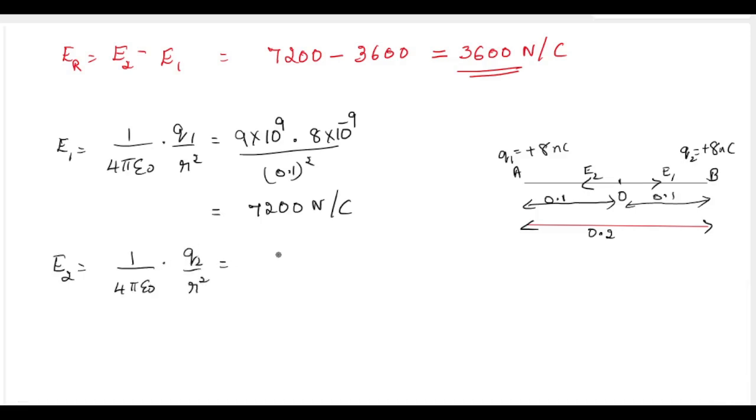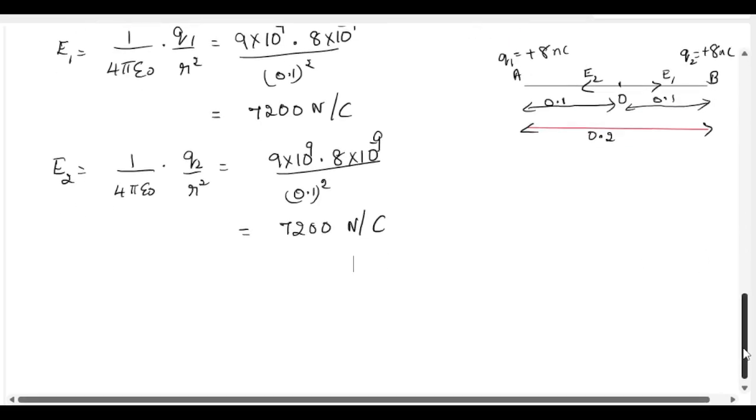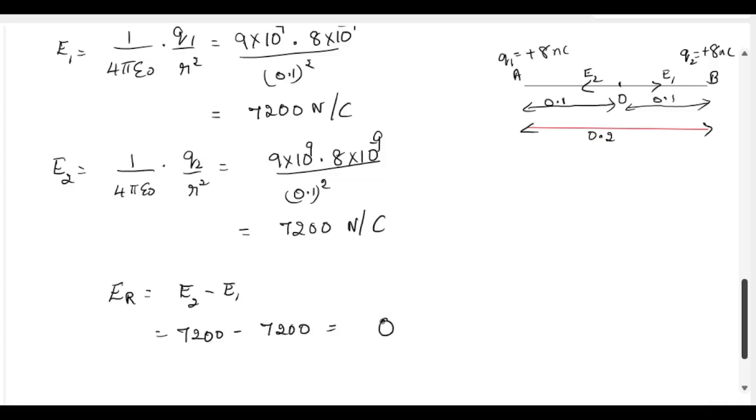Similarly, E2 is also the same, that is 1 by 4 pi epsilon naught into Q2 by R square, which is equal to 9 into 10 to the power of 9 into 8 into 10 to the power of minus 9 divided by 0.1 the whole square. So E2 also will be 7200 Newton per Coulomb. And the net or the resultant electric field ER equals E2 minus E1, which is equal to 7200 minus 7200, which is equal to 0 Newton per Coulomb.